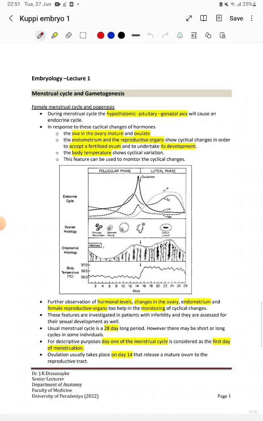The female menstrual cycle and oogenesis. We've gone over this in semester three as well, so it should be fresh in your memory. But what I'm going to do is highlight the important parts and go over as much as I can. So, like we know, the hypothalamic pituitary gonadal axis is what really determines this whole menstrual cycle, right? So you have the relationship between the pulsatile release of GnRH from the hypothalamus, and then from the hypothalamus it'll go into the pituitary gland.